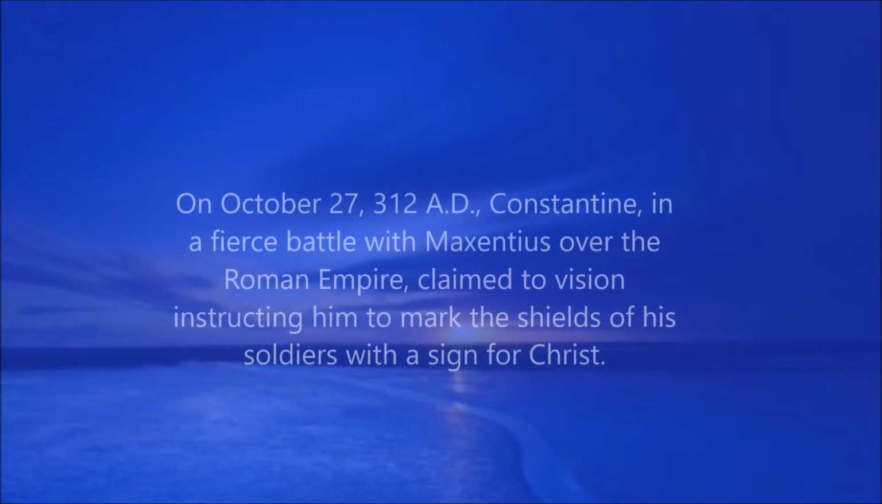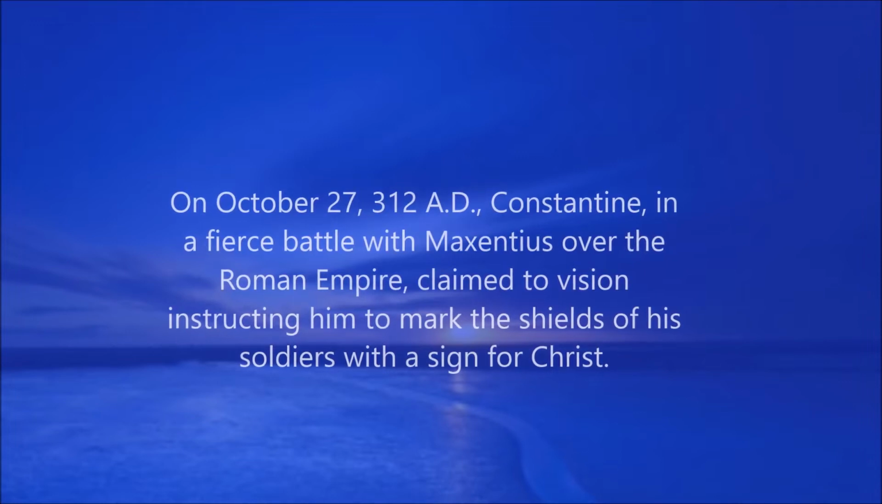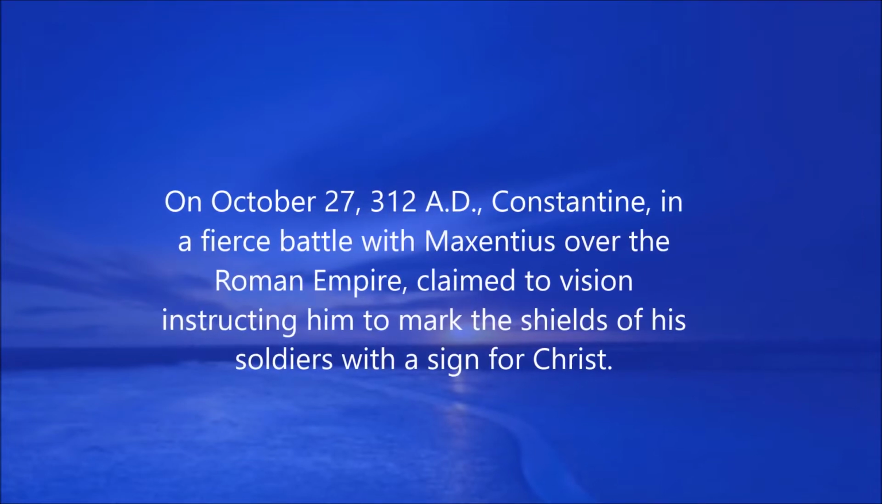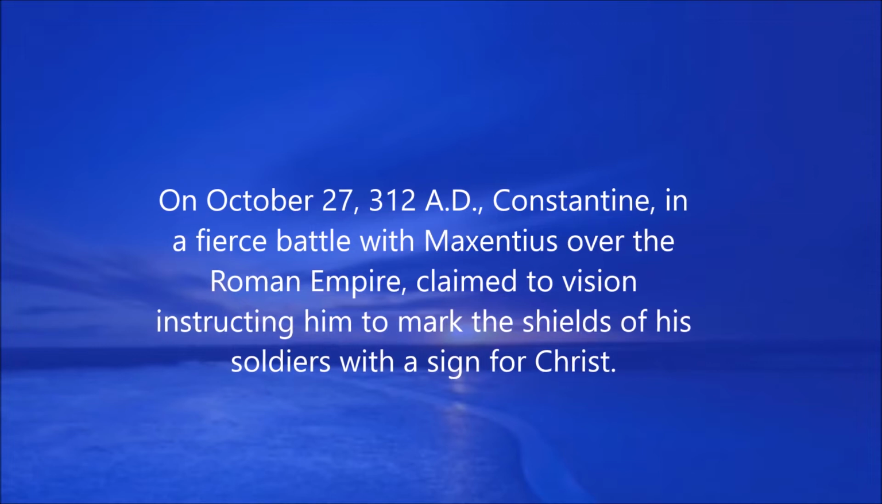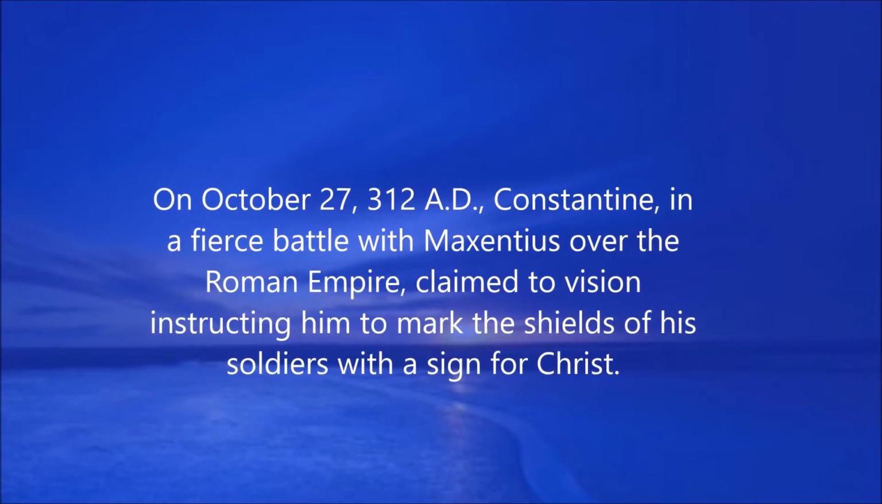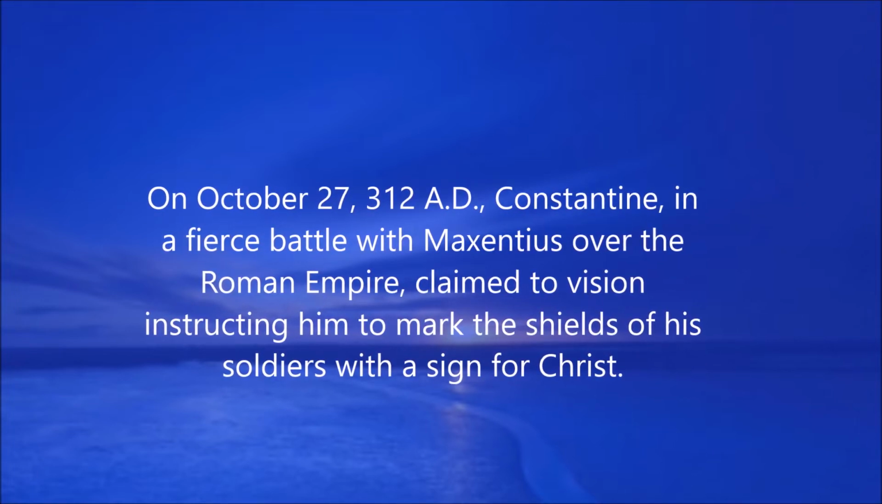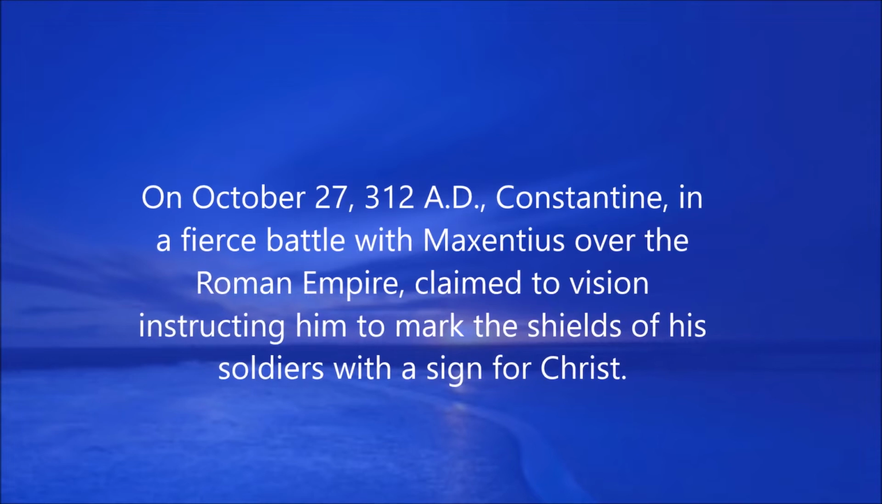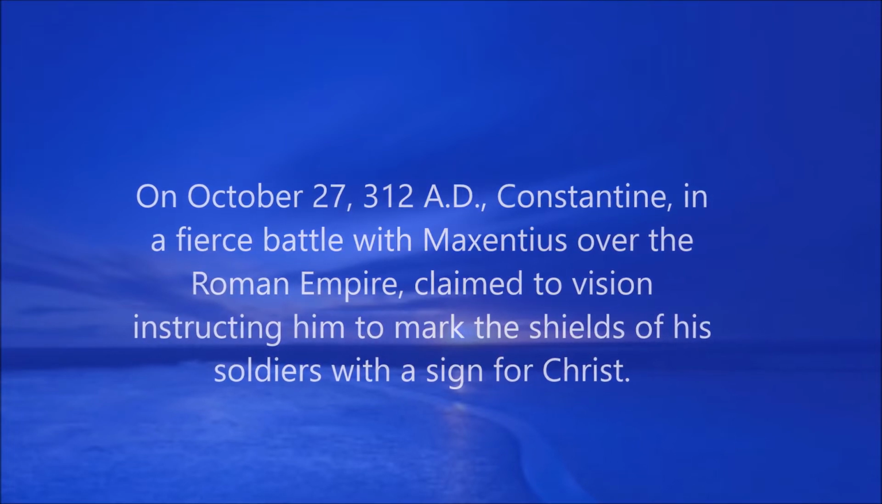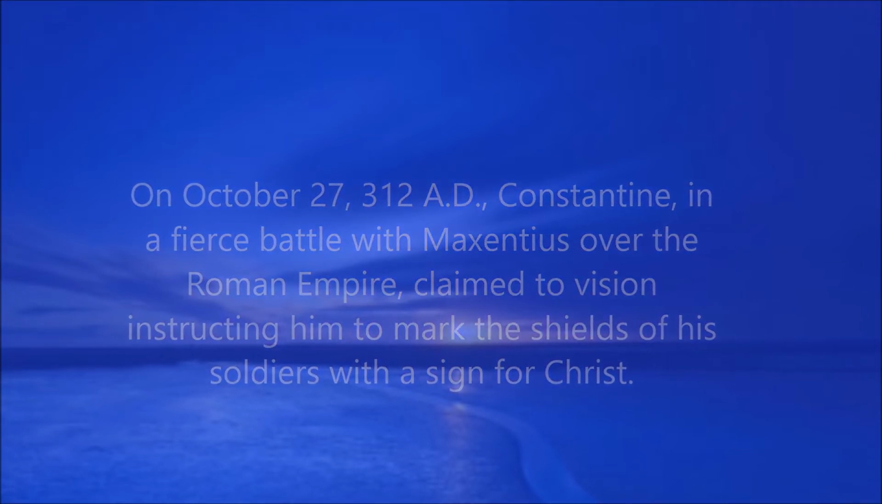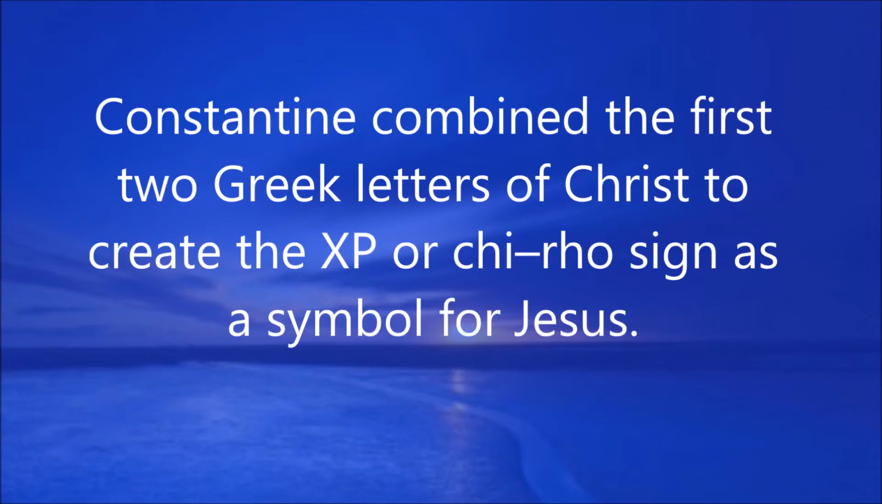On October 27, 312 AD, Constantine, in a fierce battle with the Byzantines over the Roman Empire, claimed to have a vision instructing him to mark the shields of his soldiers with the sign for Christ. Therefore, Constantine combined the first two Greek letters of Christ to create the XP, or Chi-Rho, a sign as a symbol for Jesus.